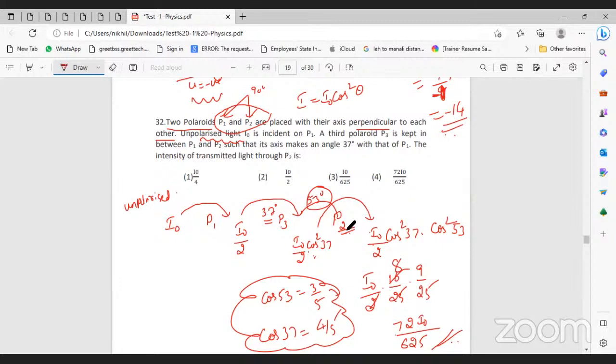So you have to be very careful here, students. The toughest concept is that you have to remember the values of cos 37 and cos 53 degree. Cos 37 degree is 4 by 5. Cos 53 degree is 3 by 5.